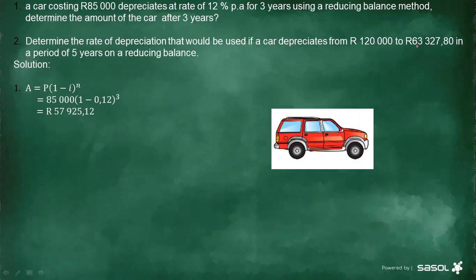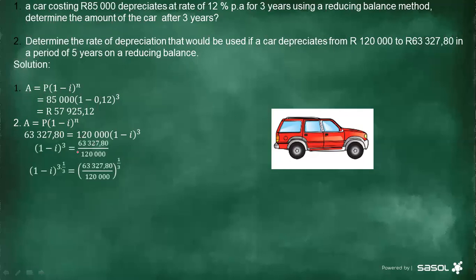120,000 to 63,320 in a period of 5 years on a reducing balance. You write the correct formula. The value of A is always smaller than P. You can see this one. Then from there, this is what you're going to be dividing first with 120,000. This is what we did. We divide with that, and then we have this.